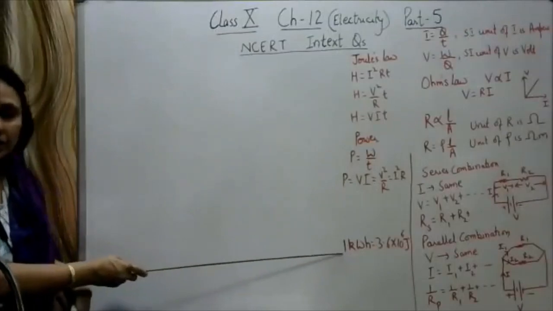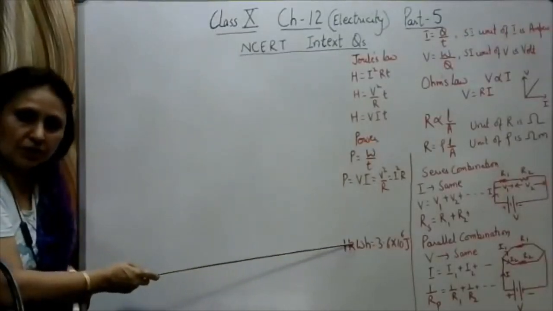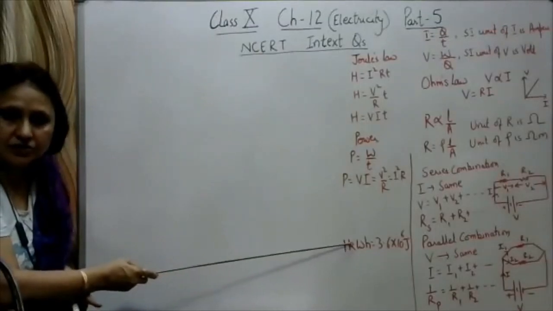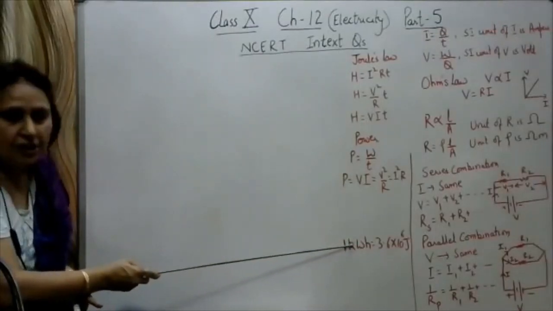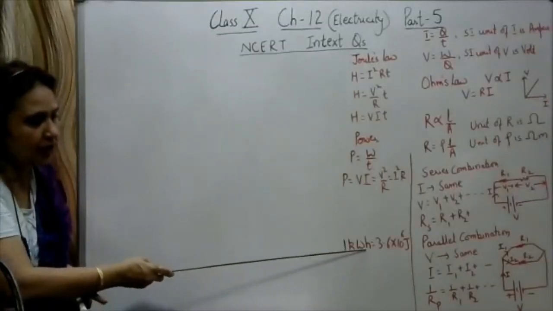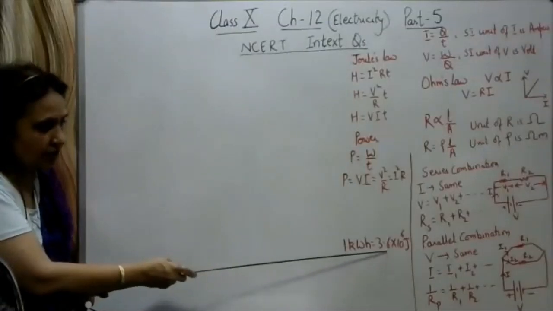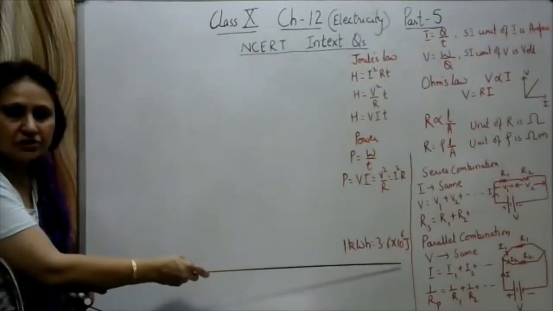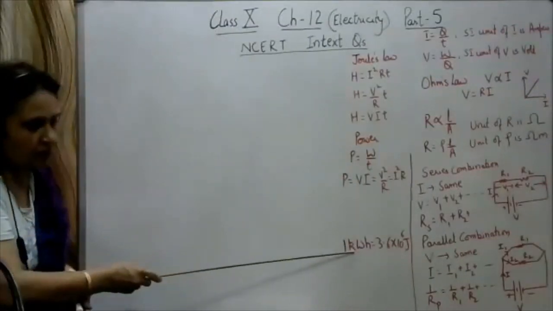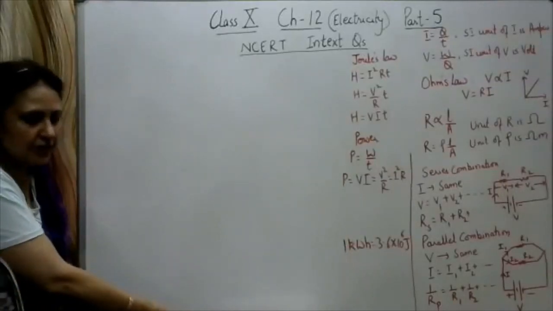Then the commercial unit of electrical energy is kilowatt hour. The SI unit of electrical energy is joule, but the commercial unit of electrical energy is kilowatt hour, where 1 kilowatt hour can be converted into joules, which is equal to 3.6 into 10 raised to the power 6 joules. So kilowatt hour is the commercial unit and joule is the SI unit of electrical energy.